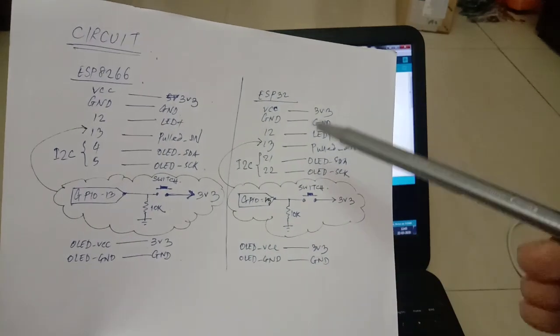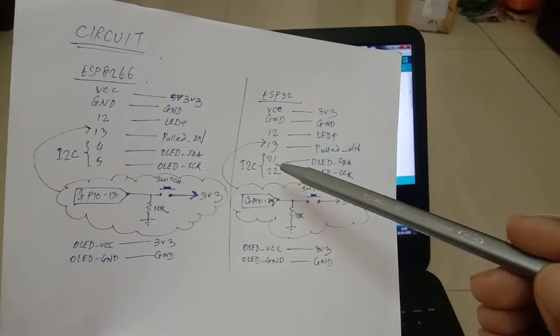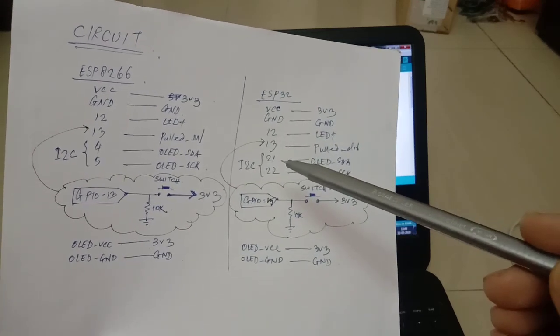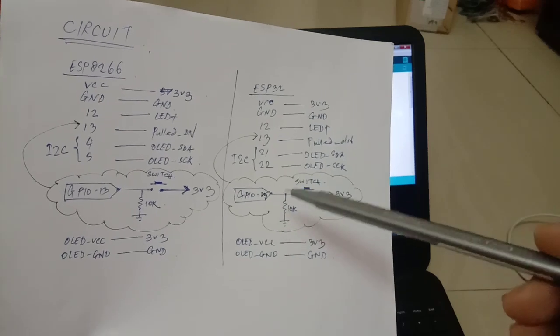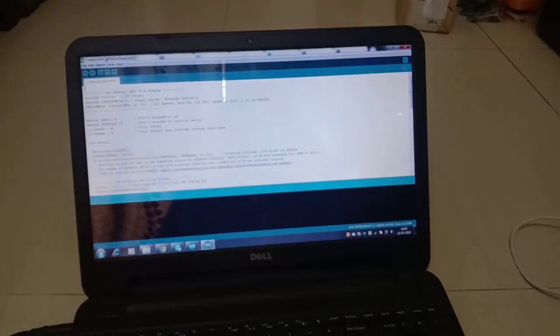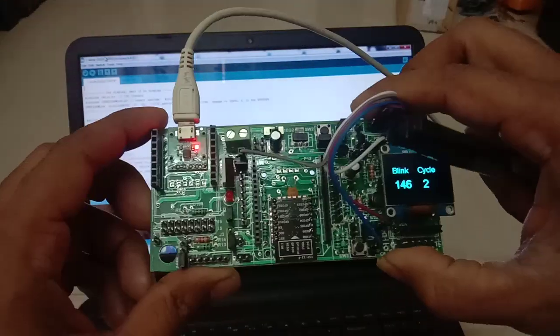The only difference in ESP32 is that the I2C pins are different. They are 21 and 22. So please remember this when you are doing it on a breadboard. For me it doesn't change, because you can see it here.